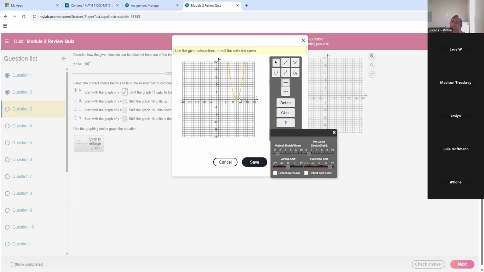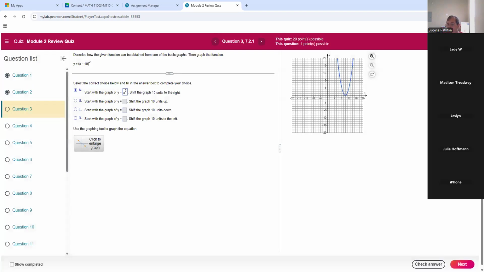So remember, vertical is your up and down, horizontal is left and right. We never do the stretching and shrinking stuff on the top of that box, okay? So we're not doing none of that. We're just doing the vertical shift, horizontal shift, and then reflect over the x-axis if we have to. All right, y'all, so you save that, then you click next.